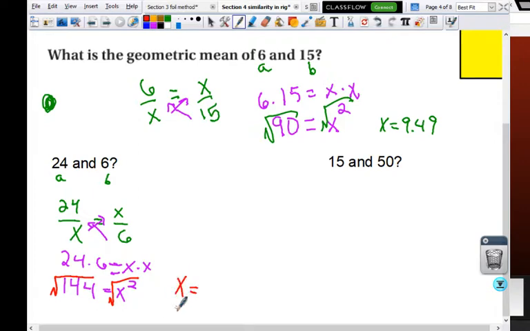And we're going to get X equals the square root of 144, which is 12. That's the geometric mean.